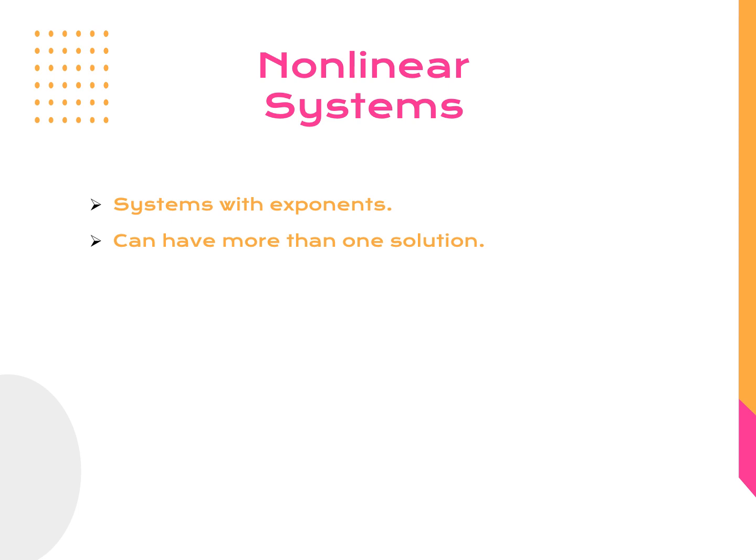So now for the nonlinear systems. So these are going to be systems with exponents. So I could either have no solution or I can have more than one solution. So depending on the type of nonlinear system I have, whether it's a parabola and a circle or a parabola and ellipse or 2 ellipses, it could have more than one solution. So let's try some examples.